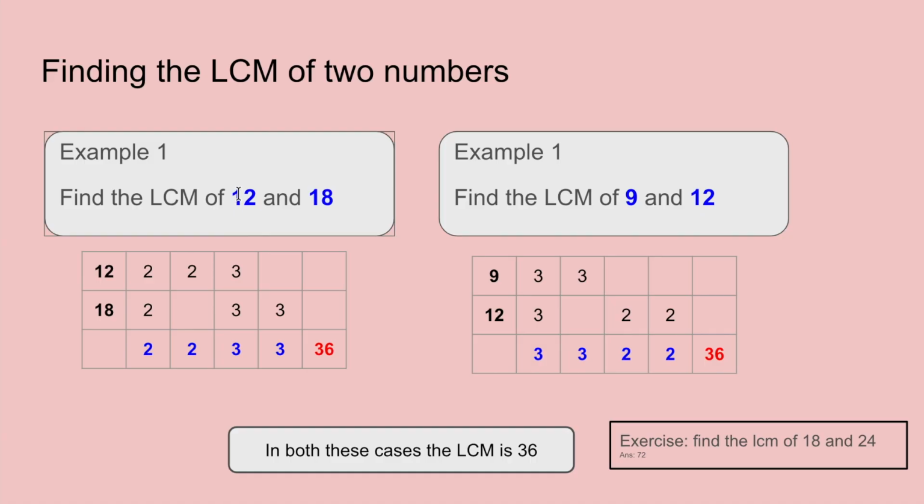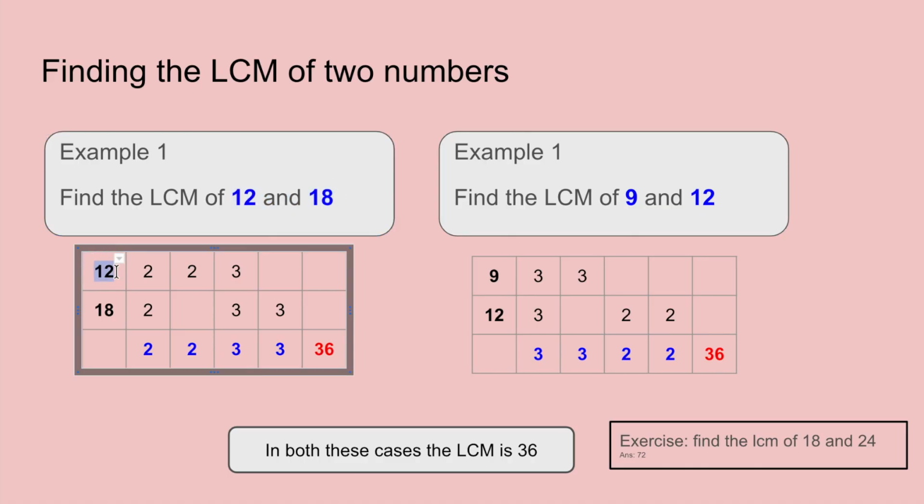So let us see what is the LCM of 12 and 18. When we have to find an LCM, the first step is to find the prime factors of each of these numbers, 12 and 18. Now that we know how to find them, we find the factors of 12 as 2 times 2 is 4, times 3 is 12.